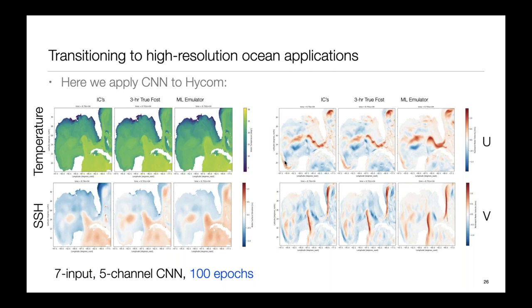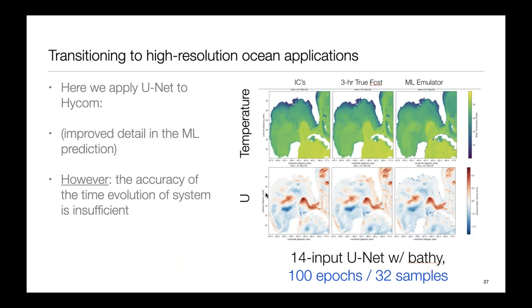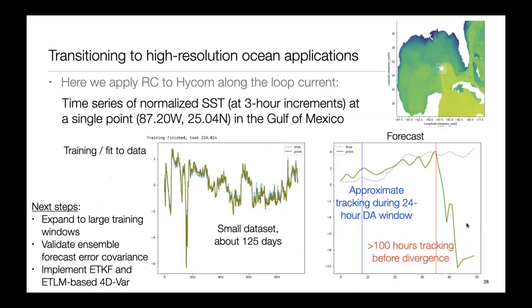Here we're looking at the Gulf of Mexico. And just to skip through this, we tried a convolutional neural network, we tried a UNet. These have not, even though they produce realistic looking estimates, produced the time evolution that we were looking for in terms of accuracy to get error covariance statistics.